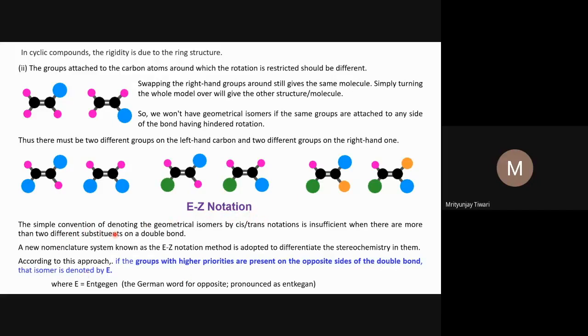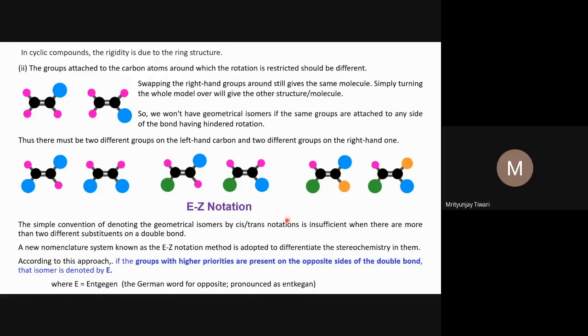The simple convention of denoting geometrical isomers by cis trans notation is insufficient, as we see here, when there are more than two different substituents on a double bond. When four different substituents are on the double bond, these cis trans notations are not sufficient. Up to three groups you may use cis and trans isomerism and one can uniquely write the structure. But in this case, all four groups are different. One cannot use cis and trans notations to represent different geometrical isomers.